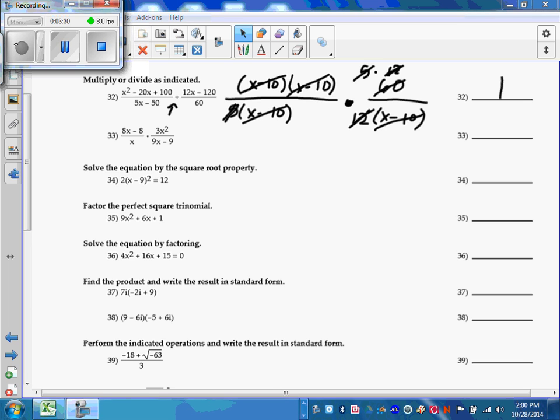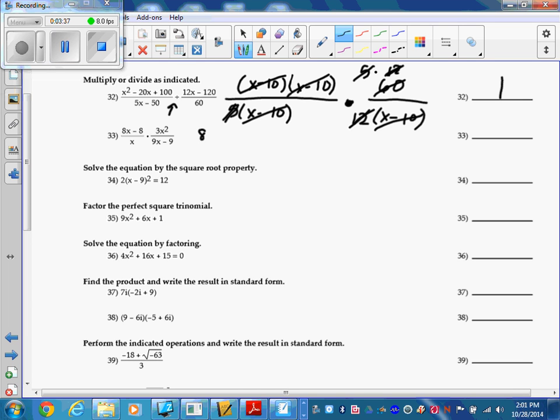3. So this is multiplication, so it's 8 times x minus 1 over x times 3x squared. Notice I didn't flip this one. 9 times x minus 1. So the x minus 1's cancel. One of these x's cancel. There's still an x over there. And the 3 cancels with the 9. So it's 8x over 3.